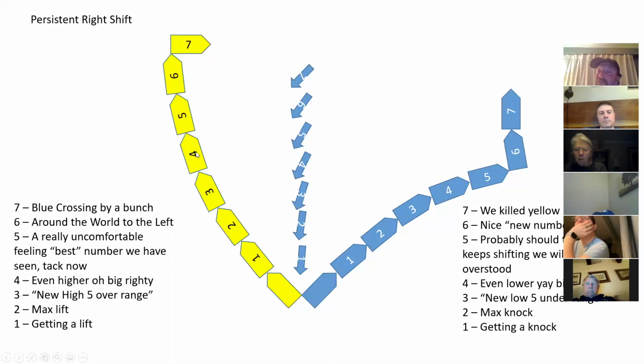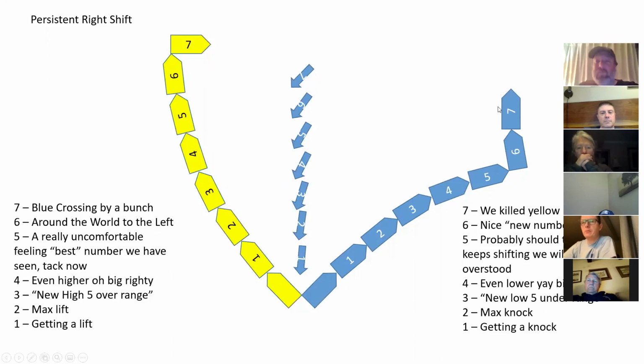Four, oh, look, I'm lifted even more. Oh, things are wonderful. And it just keeps happening. But eventually, you're pretty much going what they call around the world to the left. And no matter how hard you try, the further you go, you can never get back. And when you do come back, like when you tack at seven, you're coming back now on such a header that you just get crushed by the boat that went towards the persistent shift.